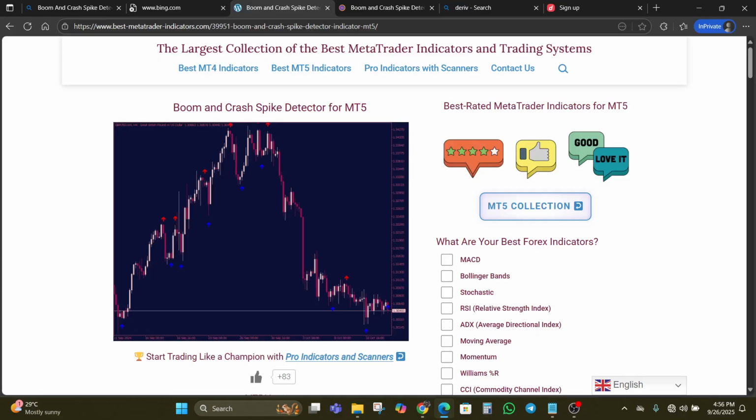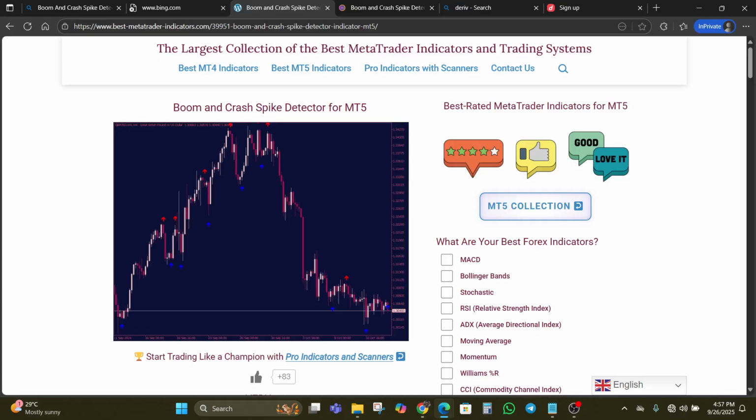Basically, adjust the sensitivity settings, the input settings and all of that, depending on your trading style. Higher sensitivity catches smaller spikes, while lower sensitivity focuses on significant movements. You apply it to your chart and observe how it marks spikes. So it's important to practice with a demo account. It is always very necessary to use a demo account first, so that you can understand how the signals appear and react without risking real capital.